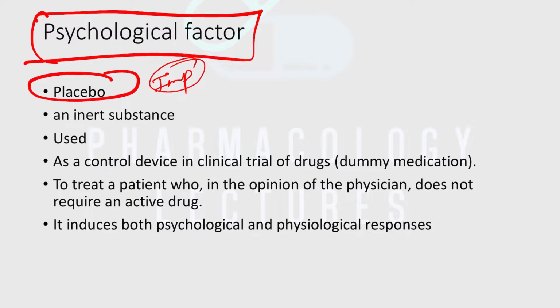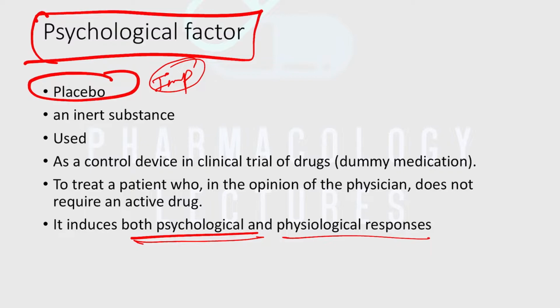So placebo is a kind of inert substance which itself doesn't have any pharmacological actions, but it produces psychological and physiological responses. So it does not have any pharmacological action, but it produces psychological response or physiological changes, right? So that is where it is being used. It is used mainly in patients who actually don't need any kind of drug.